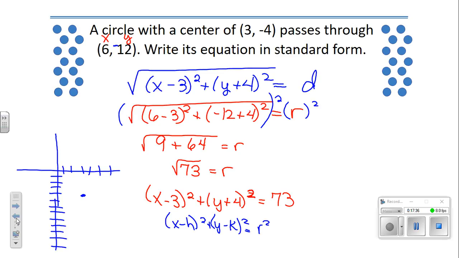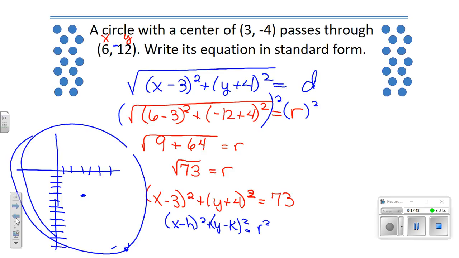That makes sense. So we've got this point, distance from (3, -4). If I could sketch it properly without making it look like a football or an ellipse, it's going to be something that looks like this. And this is the radius that we're looking for.